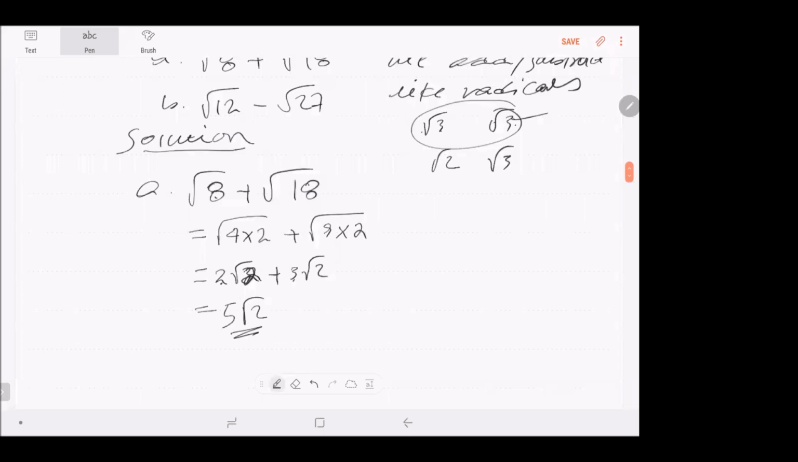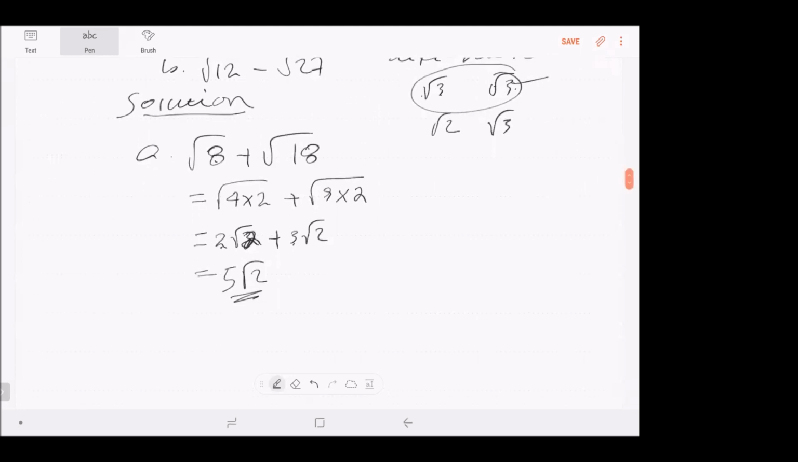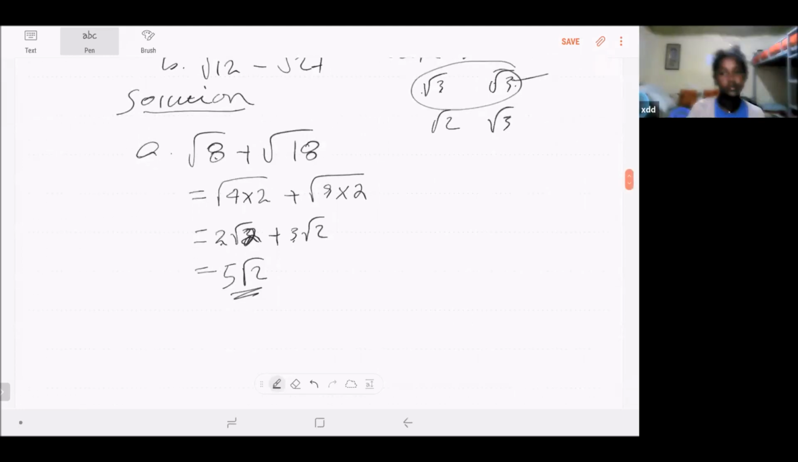So the simplified form of the square root of 8 plus the square root of 18 will be 5 times the square root of 2. So in this way, we can add or subtract radical expressions. Is that clear? Yes. Okay, let us continue.